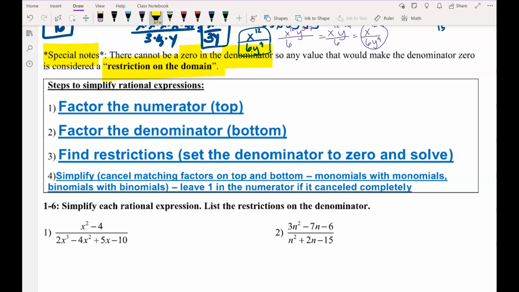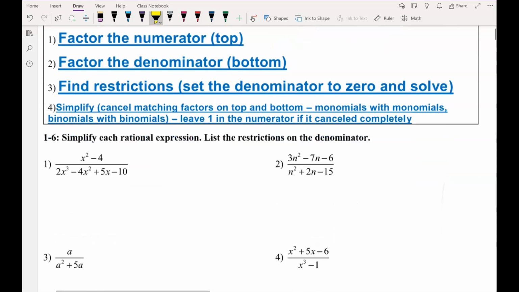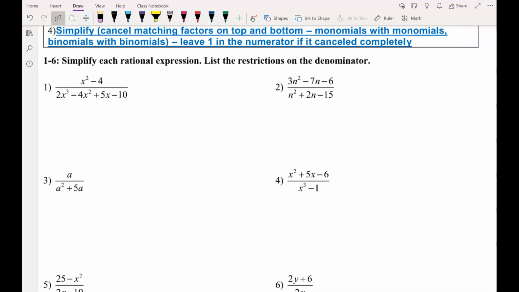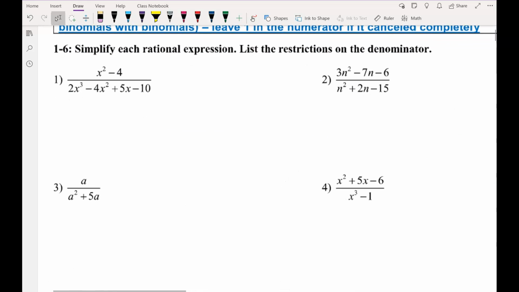Let's try to see if we can work on 1 to 6. Examples 1 to 6, instruction. Simplify each rational expression. List the restrictions on the denominator. So this, again, remember, requires you guys to know how to factor and factor really well, okay?